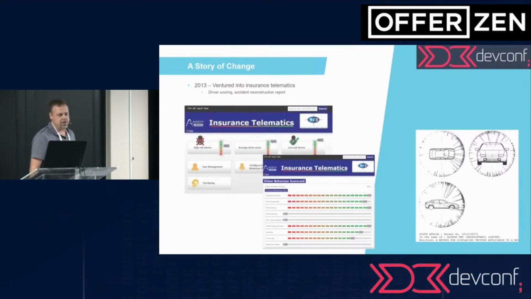In 2013, we ventured into insurance telematics, where you can show your insurer who the good drivers are. We suggest you should reward them, and the high-risk drivers you should actually manage. We also did accident reconstruction. In this diagram, you can see that this vehicle had an impact from the right front, and the insurer should repudiate any claims regarding scratches on the back.